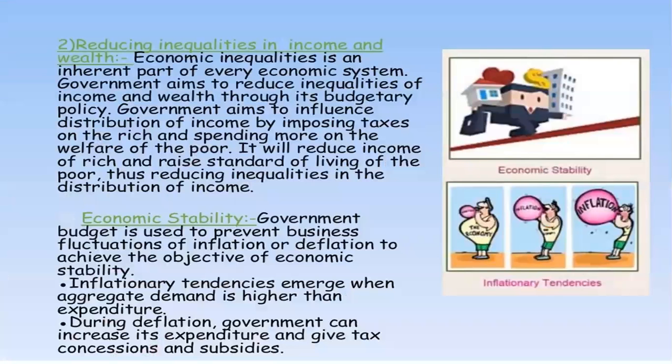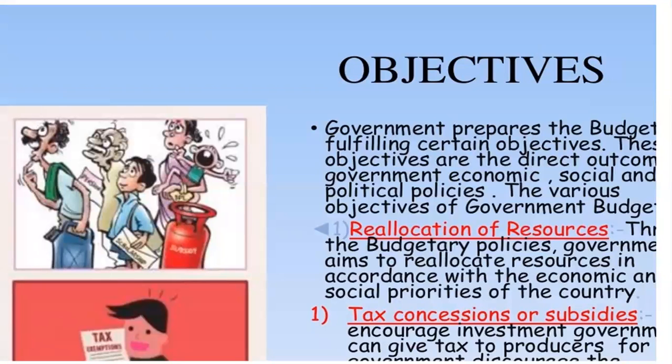Tax concession means to encourage investment, the government can give tax concessions and subsidies to the producer. It will promote production and be helpful for them. Through heavy taxes on some products and by providing subsidies on others, it encourages users of other products, for example, the cylinder. The government gives subsidies on the cylinder to the local people. Next is directly producing goods and services. If the private sector does not take interest, the government can directly undertake the production.